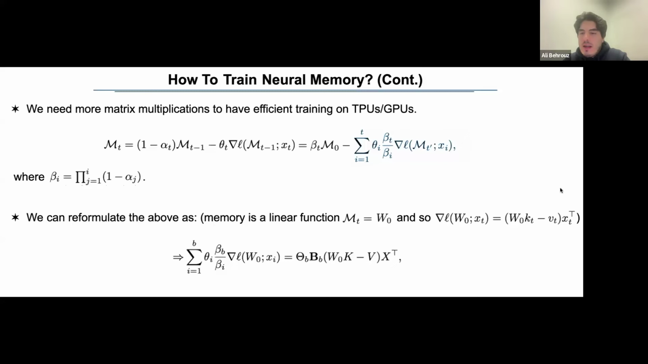Then this gradient can simply be calculated using matrix multiplication, because W0 is just W0, and then we have this K such that its rows are KT, and then this V, which is the matrix form of VT, and here XT would be the matrix X, which is our input. So all these terms can be calculated using matrix multiplication, and this summation would be equal to this term that we have here. This term is based only on matrix multiplication, so it's parallelizable, and also very efficient on modern accelerators like TPUs and GPUs.